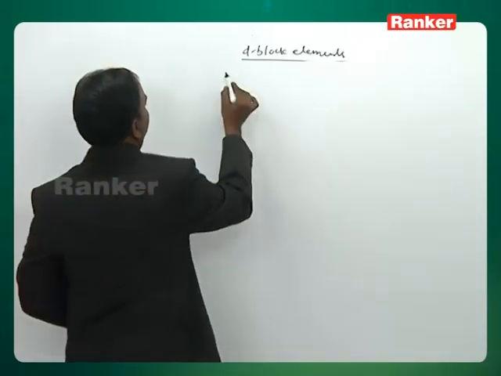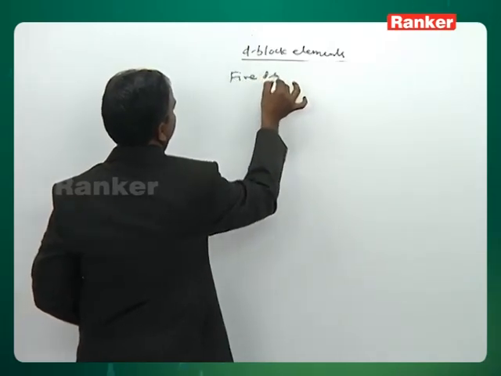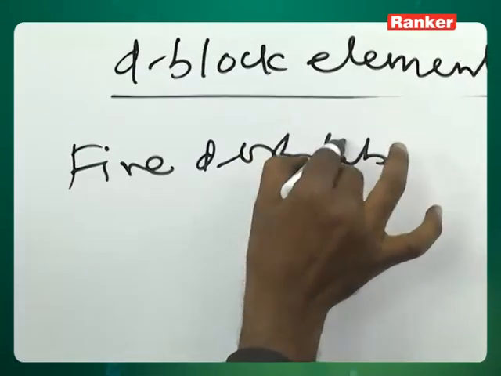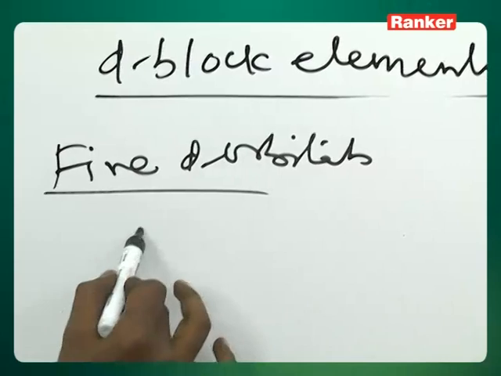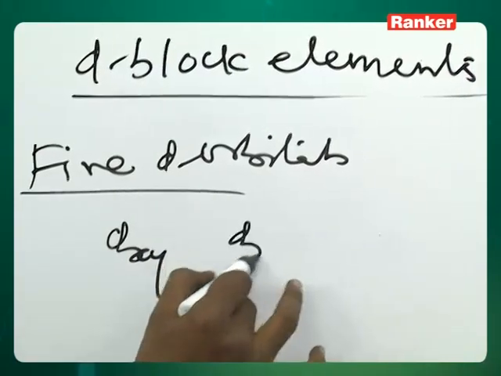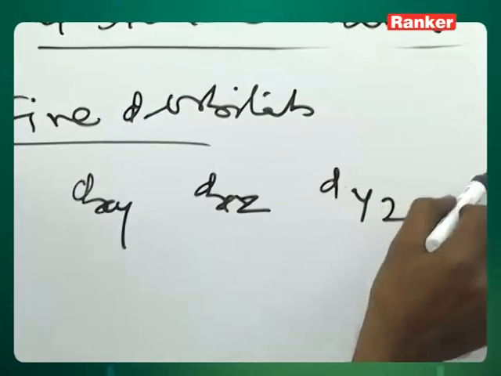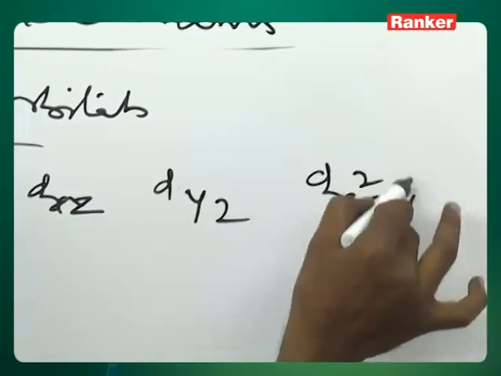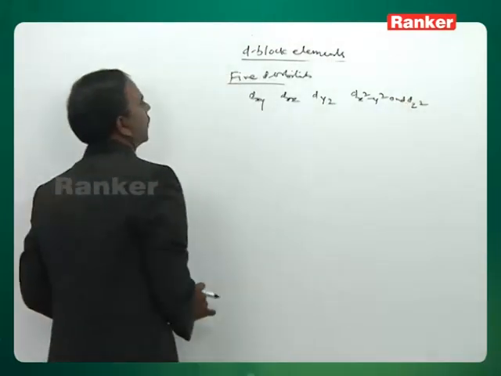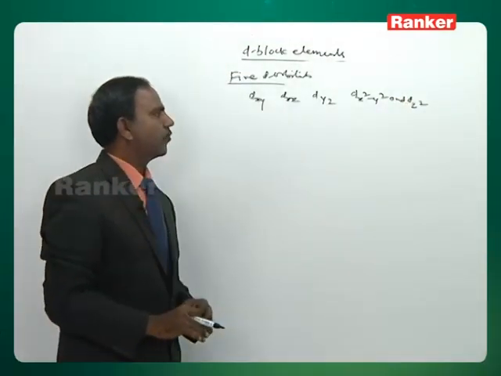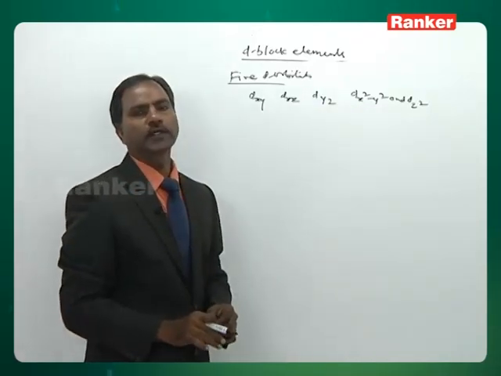Now, in the d subshell there are 5 d orbitals, well known to you. These are dxy, dxz and dyz. You can take dx square minus y square and dz square. So dxy, dxz, dyz, dx square minus y square and dz square.